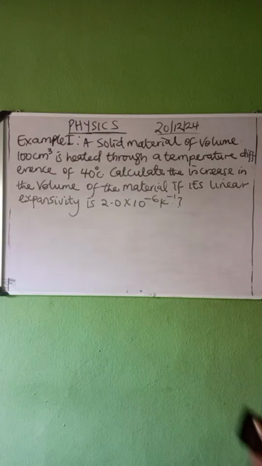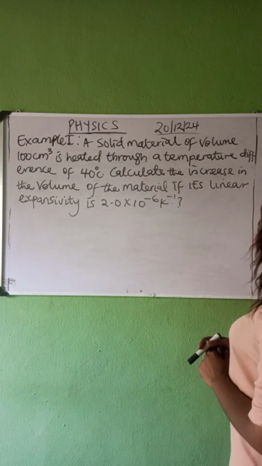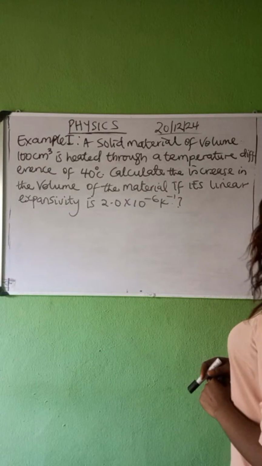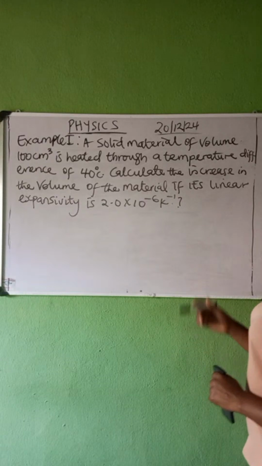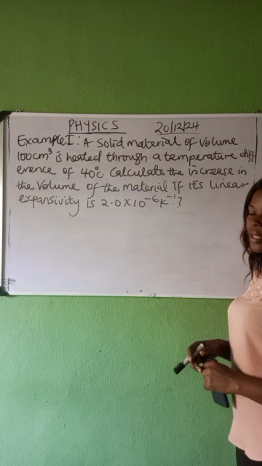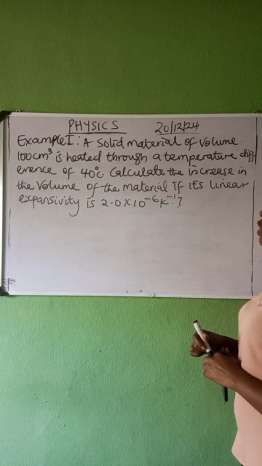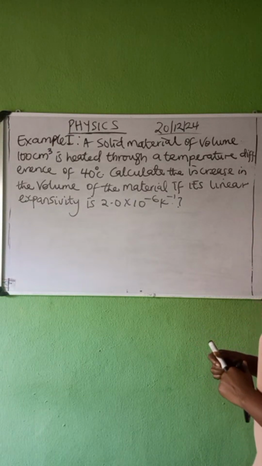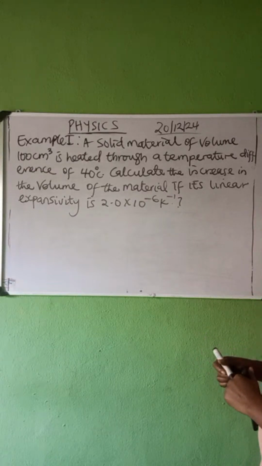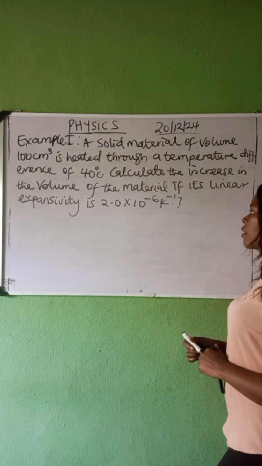All right, let's solve. A solid material of volume 100 centimeter cube is heated through a temperature difference of 40 degrees Celsius. Calculate the increase in the volume of the material if its linear expansivity is 2.0 times 10 raised to power minus 6 per Kelvin. Let me go again. A solid material of volume 100 centimeter cube is heated through a temperature difference of 40 degrees Celsius. Calculate the increase in the volume of the material if its linear expansivity is 2.0 times 10 raised to power minus 6 per Kelvin.